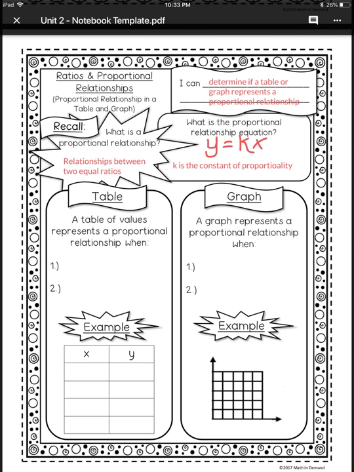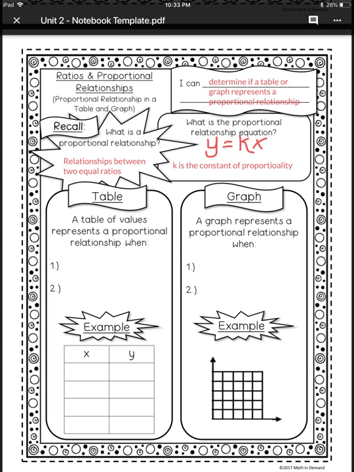Hello everyone. Today's learning goal is I can determine if a table or graph represents a proportional relationship. Recall, what is a proportional relationship? It is a relationship between two equal ratios. Also remember, what is a proportional relationship equation? The equation of a proportional relationship is y equals kx, and k is the constant of proportionality.